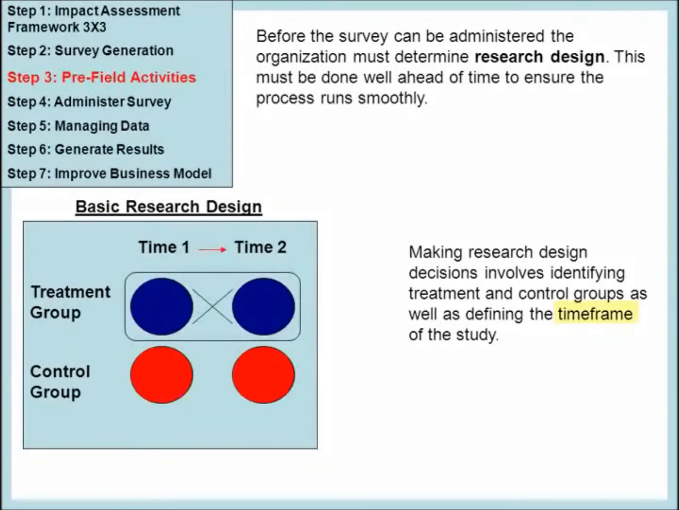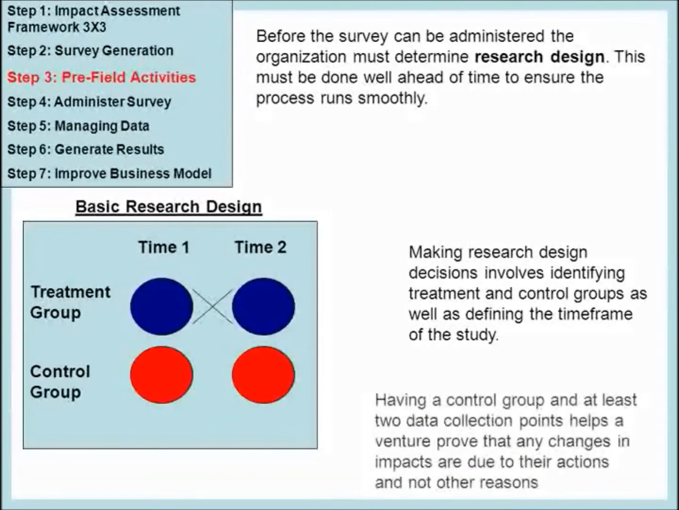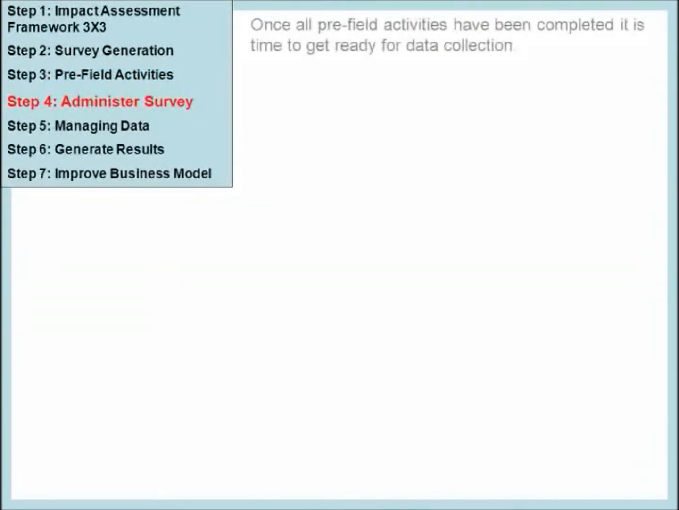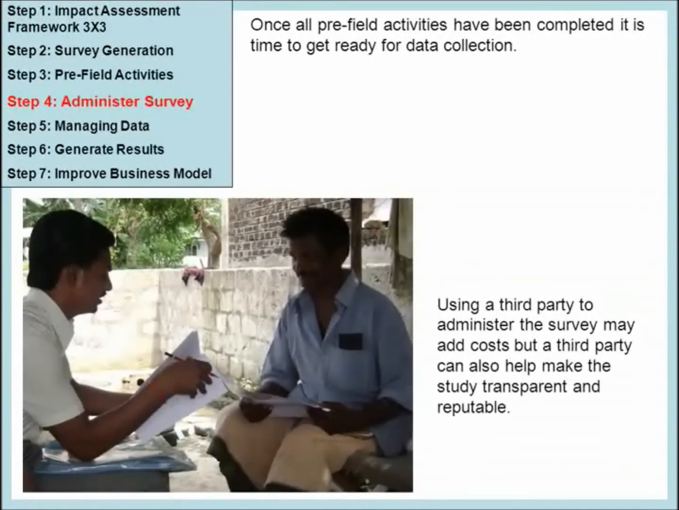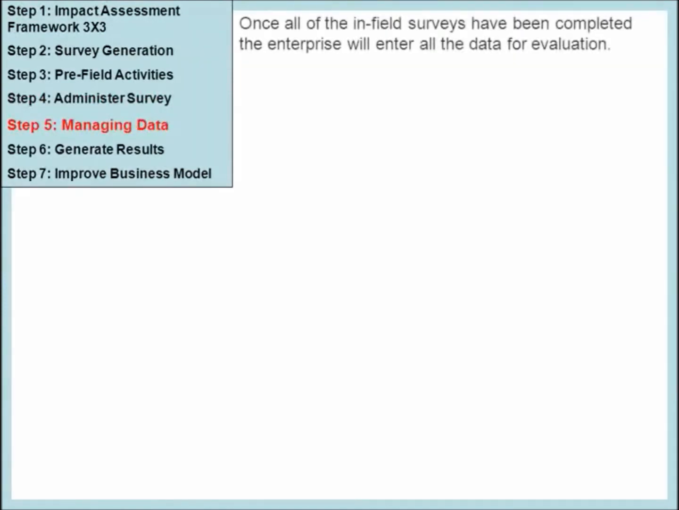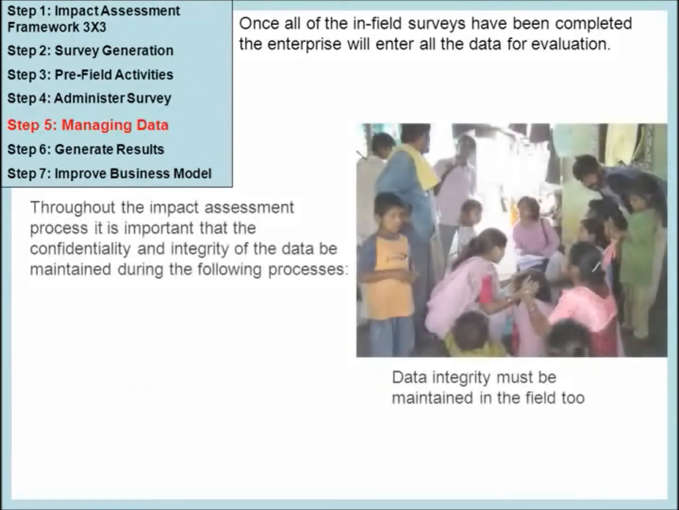It is also important to decide how often measurements will be taken and when they will be taken. For example, treatment and comparison groups could be interviewed when they decide to buy or not to buy the organization's product, and then again 6 months later. Depending on resources available, an organization should consider hiring a third party to collect the data in order to establish impartiality.